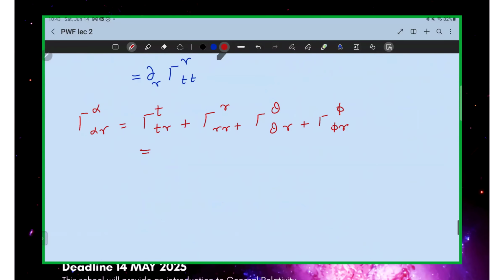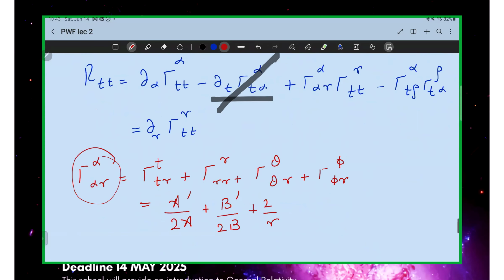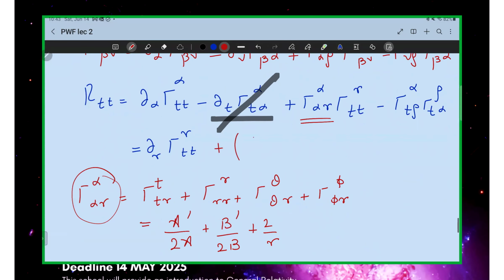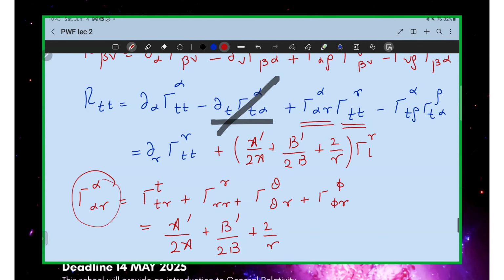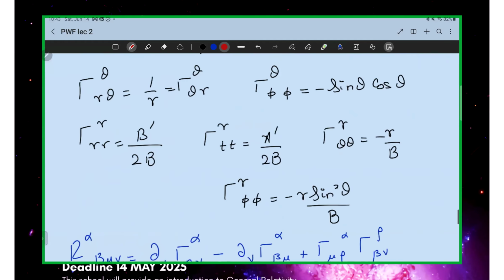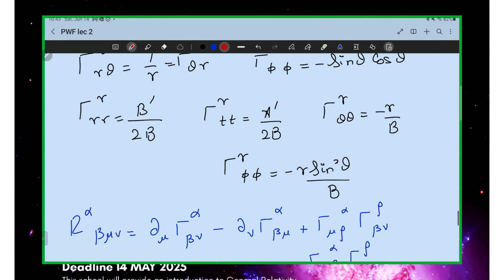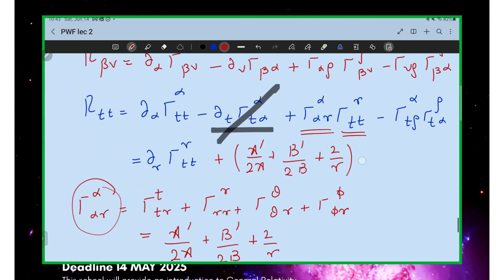If you put all of them in the equation here, you will get something like this, right? So you can use the result here and see that this is equal to, and this is known actually. So RTT, what is that? RTT is alpha A prime over 2b. So it's A prime over 2b. I should also put it here, A prime over 2b.